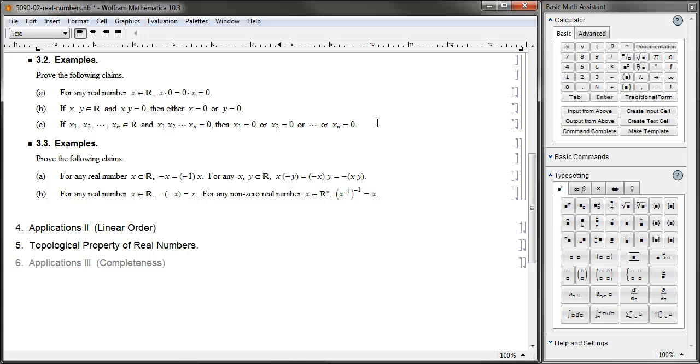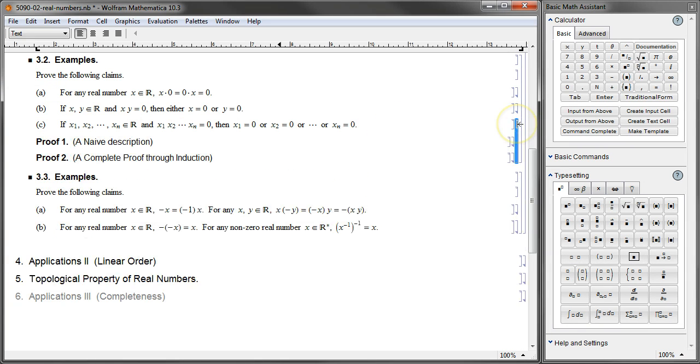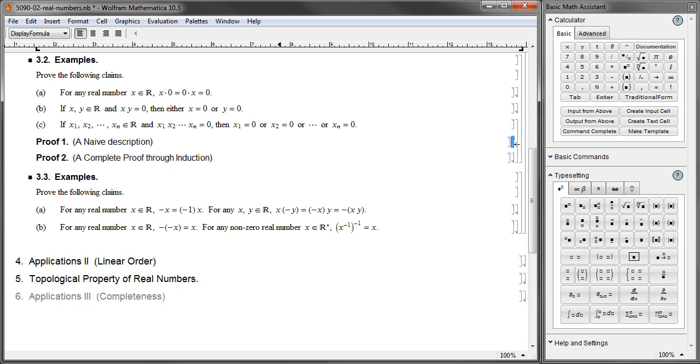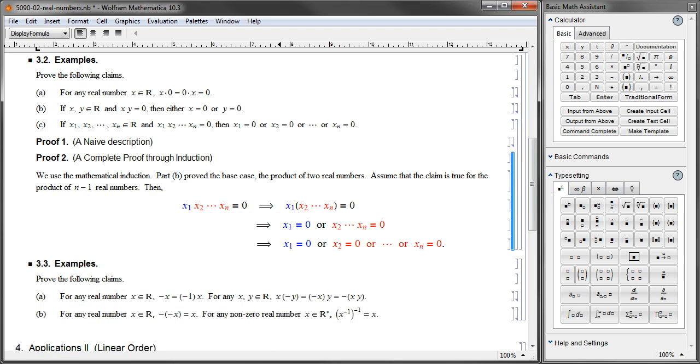You can use either repeated application of b, which is kind of naive, or you can use a more rigorous approach, mathematical induction, to establish it precisely. I used both actually. Naive description, just applying it repeatedly: factor like this and that one, and then the second one, factor it again, and then the third one, factor it again, and so on and so forth, and then we get the desired result. A little bit too naive. A complete proof is through mathematical induction.